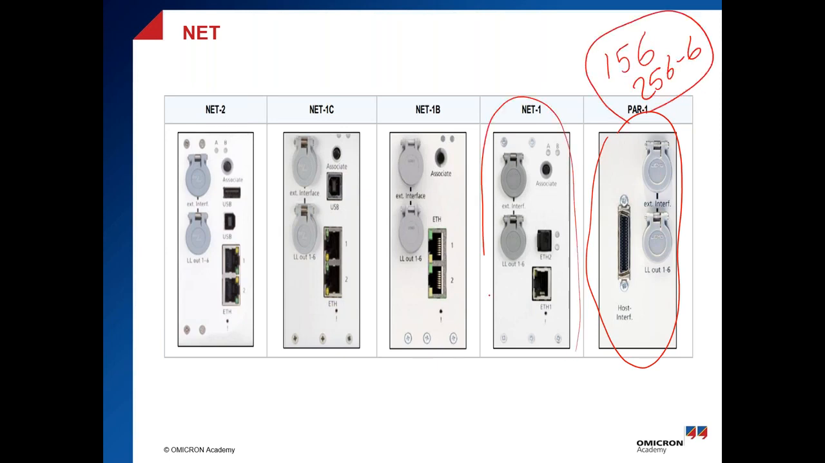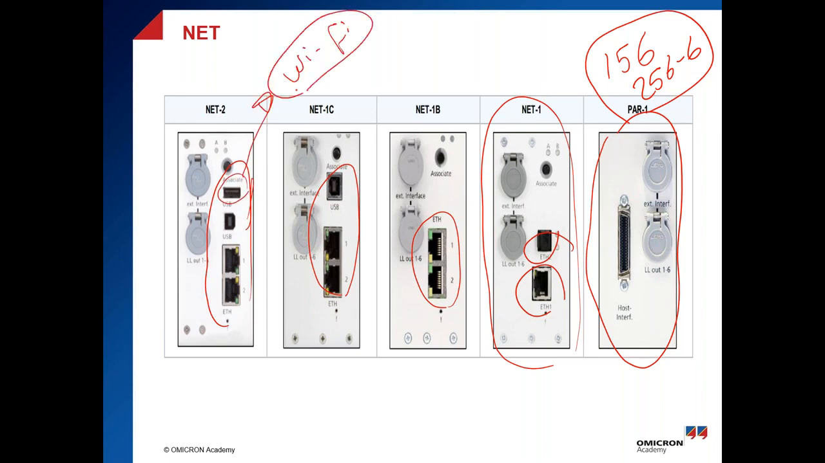Then we introduced the Net1. In Net1, you can find one fiber and one Ethernet RJ45. In Net1B, you can find two Ethernet ports. In Net1C, we added one USB port to use the plug and play feature, and Net2, which you already described in the previous slide, has two USB. This one is used for a Wi-Fi dongle to be connected wirelessly with your mobile, your tablet, or even your PC or computer.